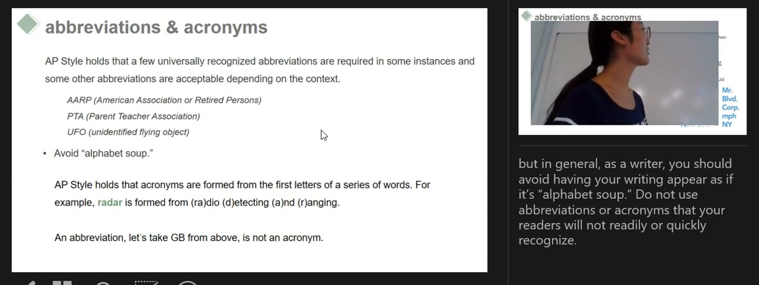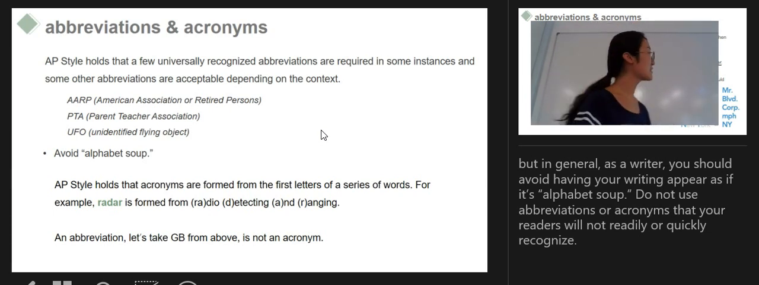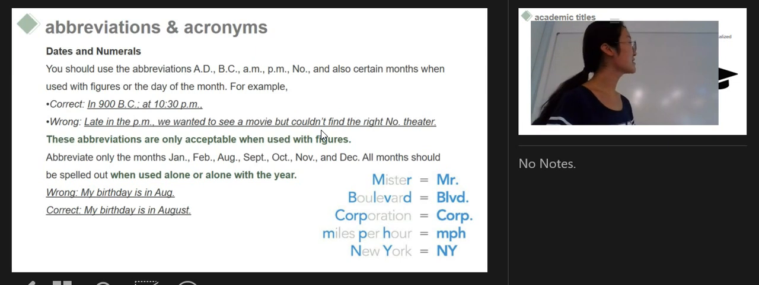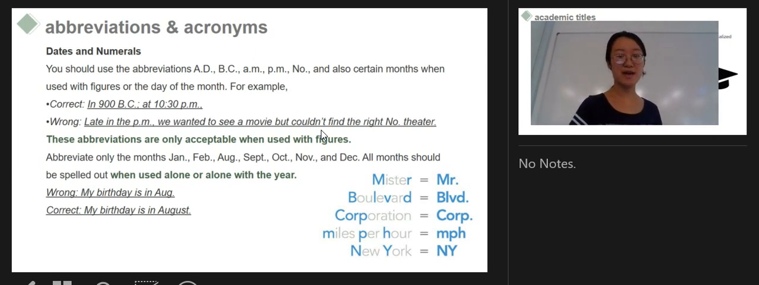So what's the difference between abbreviations and acronyms? For example, let's say radar is formed from RA of radio, D of detecting, A of and, R of ranging. But GB is an abbreviation. That's a difference. And you should use the abbreviations AD, BC, AM, PM, number, and also certain months when used with figures. For example, at 10:30 p.m. Let's see this example. Why is it wrong? Because abbreviations are only accepted when used with figures.